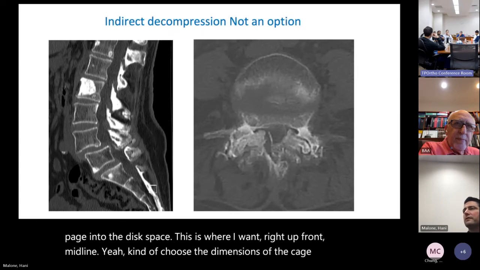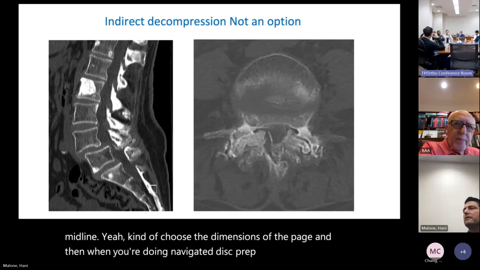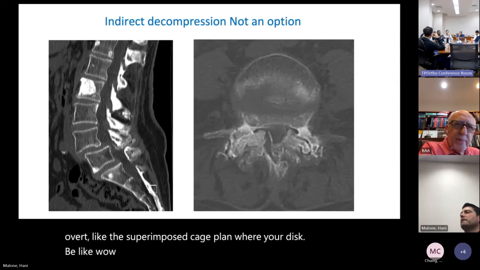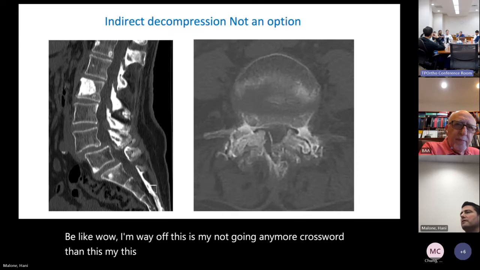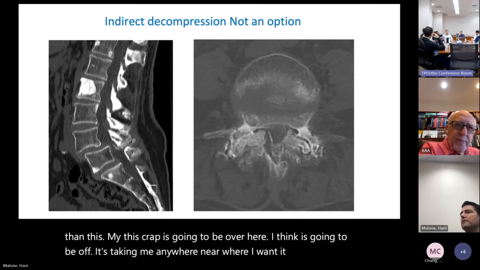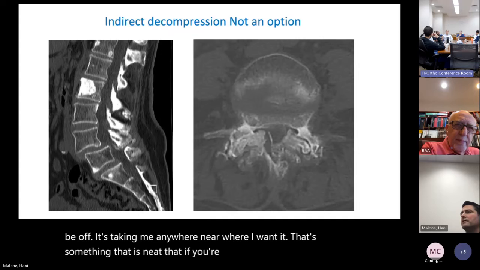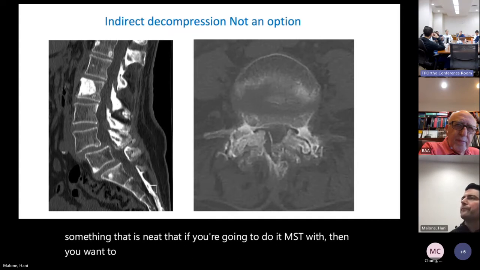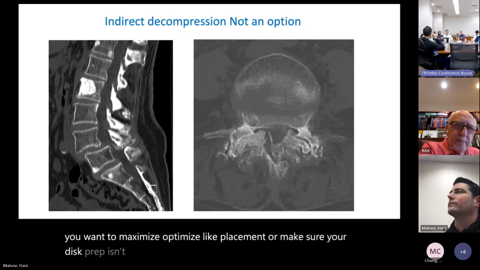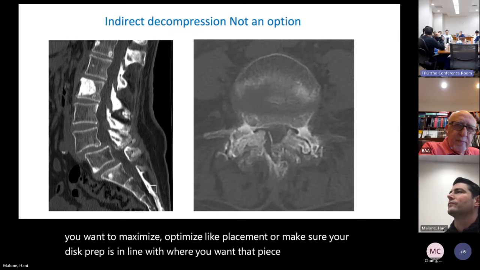And then when you're doing navigated disc prep, you will see the superimposed cage plan where you're disc prepping. And you can be like, wow, I'm way off. If I'm not going any more cross court than this, my disc prep's going to be over here, my cage is going to be off, and it's not going to be anywhere near where I want it. That's something I think is neat: if you're going to do an MIS TLIF and you want to optimize placement and make sure your disc prep is in line with where you want that cage to be, it's a nice adjunct.